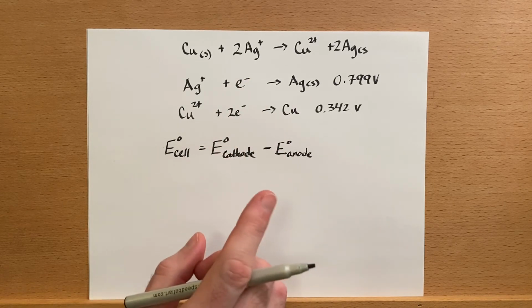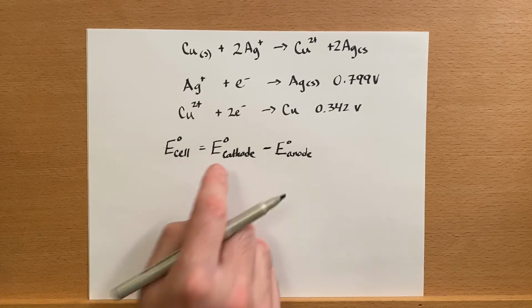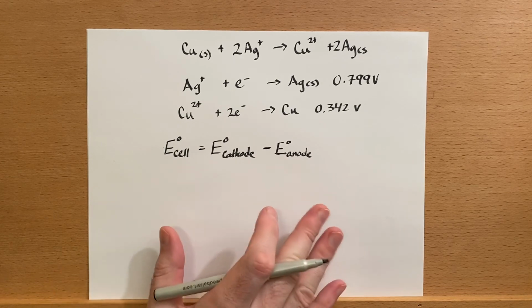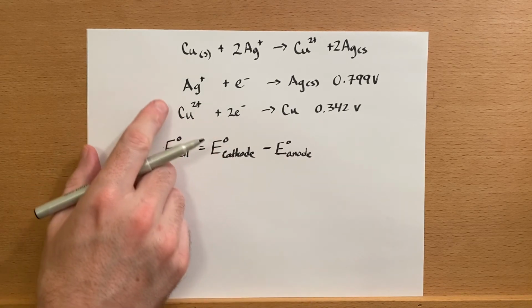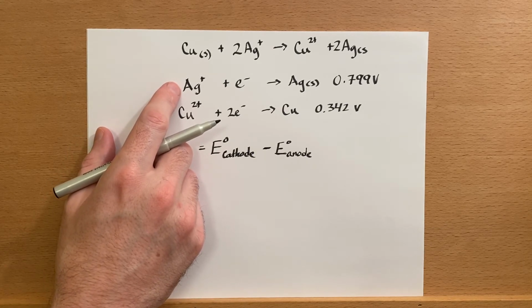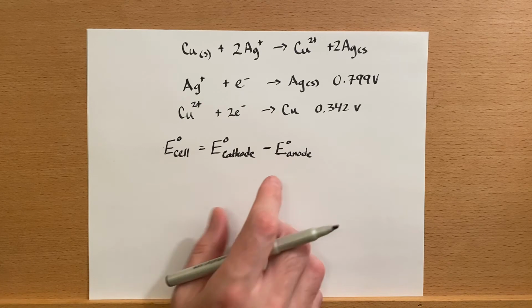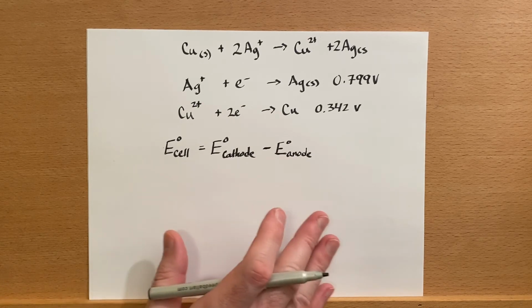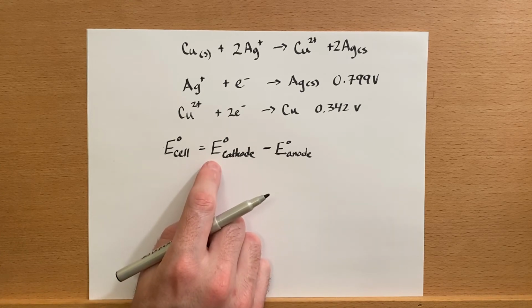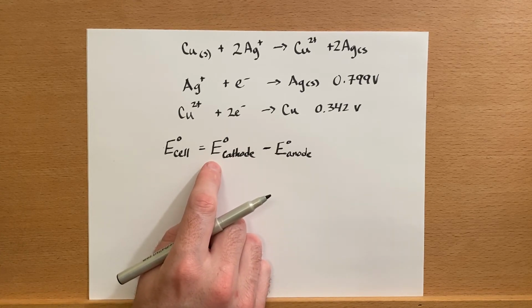And notice, this has absolutely nothing to do with the stoichiometry of any of this stuff here. It doesn't matter that this copper requires 2 silvers for the equation to balance. Nowhere in here is anything about the number of moles. None of it. Just the potential. So, we just find out which substance was reduced. We'll put that potential right here in the cathode position.